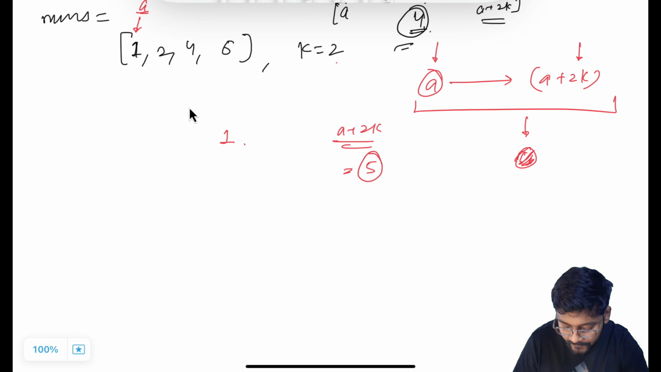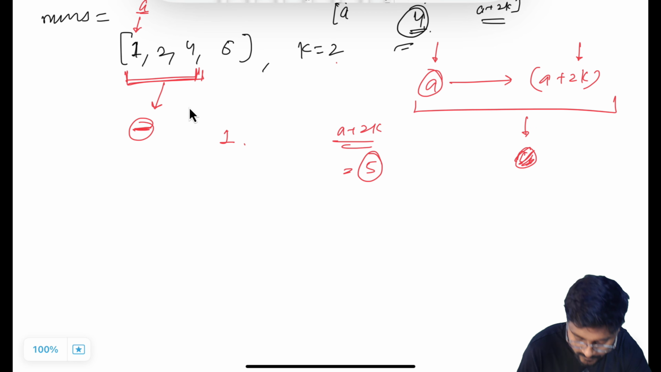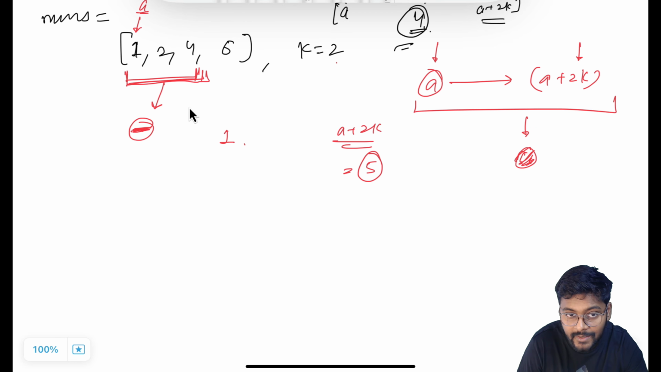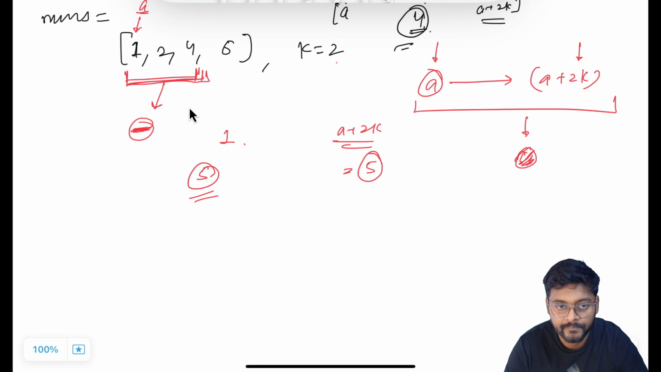It means all the values between 1 to 5, I will be able to convert to a specific value. I can convert the range from 1 to 5 to a specific value. It means I can make all the elements equal. If all the elements are equal, that can be my subsequence of same characters, and that can be the length.